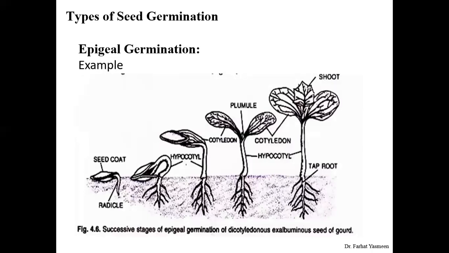This is the example of epigeal germination, in which you can see that the cotyledon is arising above the soil surface, and this is growing with the growing seedling, and as a result after that these will fall off, and another plumule and a full grown plant or shoots can be seen.